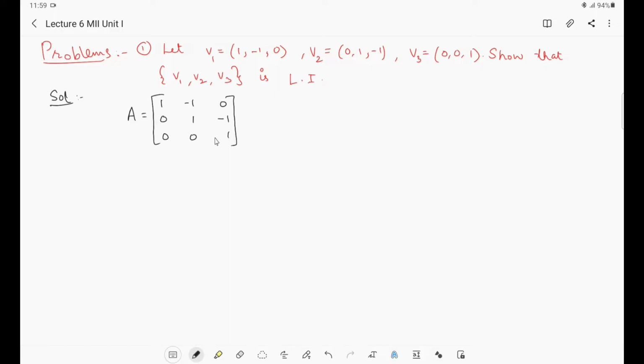What is the definition of row echelon form? If any zero rows are there, they should be at the bottom. Is any zero row there? No. The second condition is that when you move from top to bottom, the number of zeros should be increasing before a non-zero entry. Before this 1, 0 zeros are there. Before this 1, 1 zero is there. Before this 1, 2 zeros are there. So the number of zeros is increasing. So this matrix is in row echelon form.